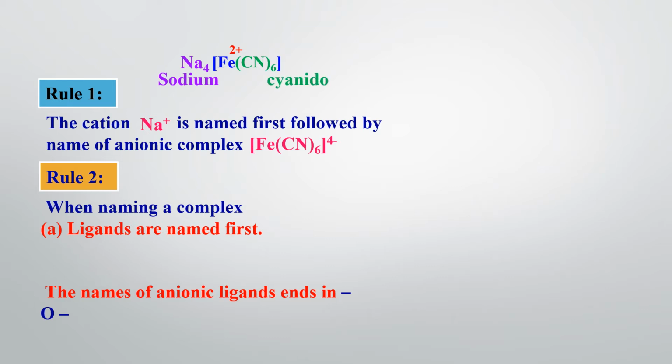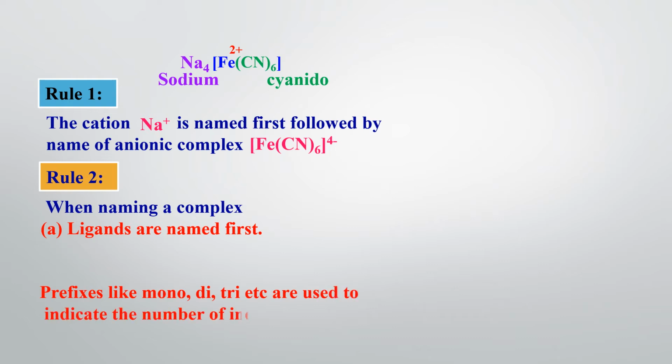How many cyanides are there? Inside the coordination sphere, whatever the ligands are there, for them we have to use the Greek prefix. So now there are 6 cyanides, so we are using cyanido as a name. So hexacyanido it is. For 6, prefixes mono, di, tri, etc. are used. So 6 ligands means we have to use hexacyanido.